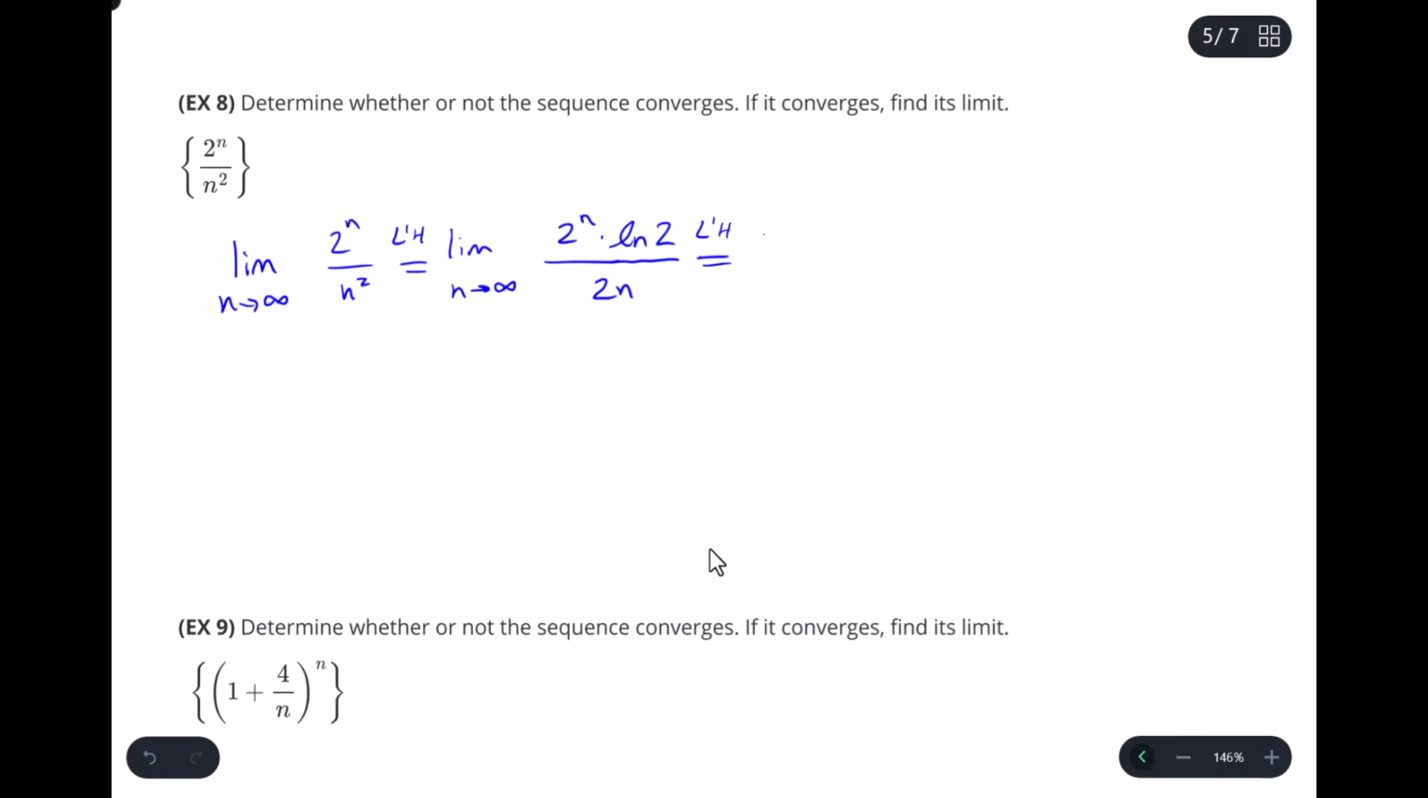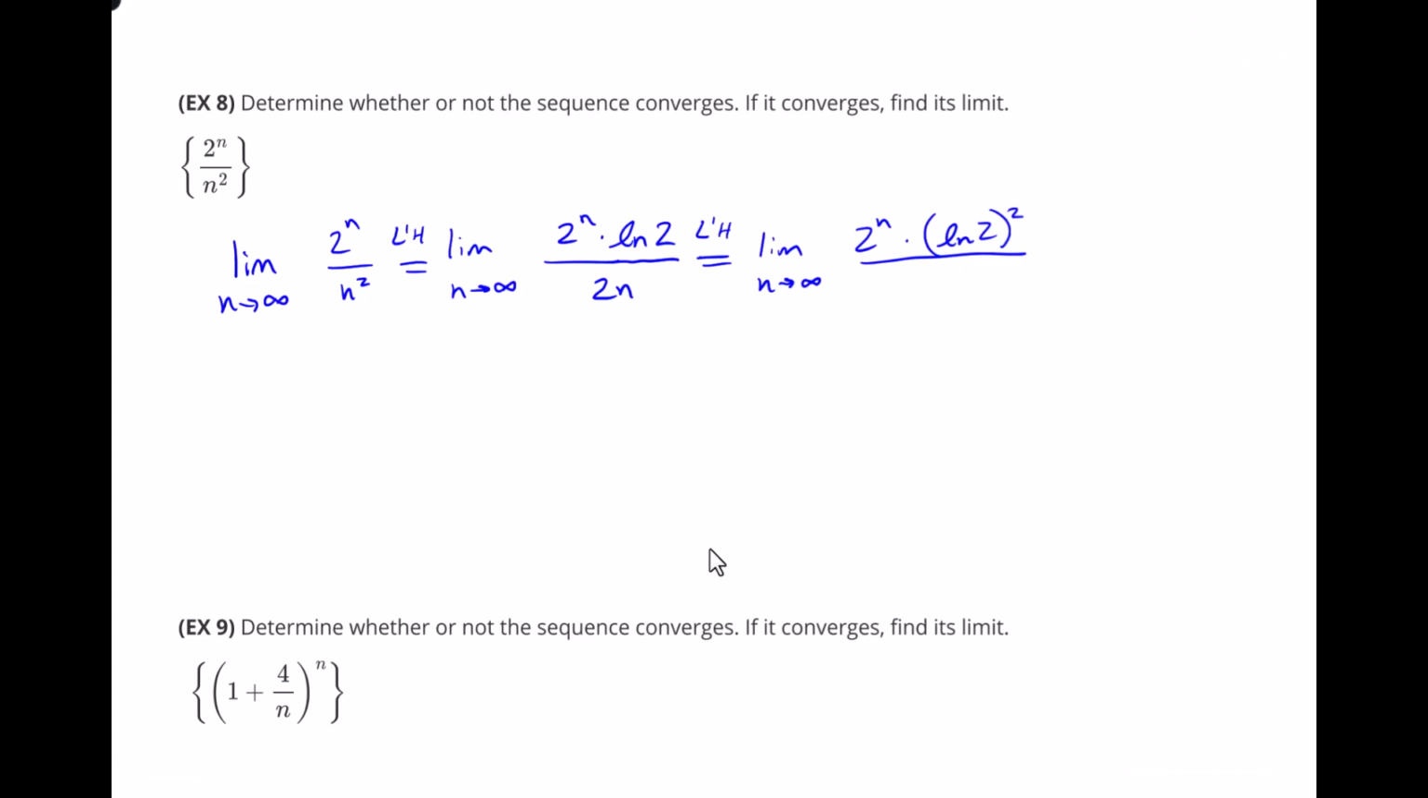Even if we're pretty certain what's going to happen here, we have to keep doing rounds of L'Hopital's until we get something that is not infinity over infinity. All right, so the derivative of the numerator, I have 2 to the n, whose derivative is 2 to the n times the natural log of 2. Since I already have a factor of natural log of 2, that's going to make that constant a square now. And then in the denominator, I'll just have the constant value 2.